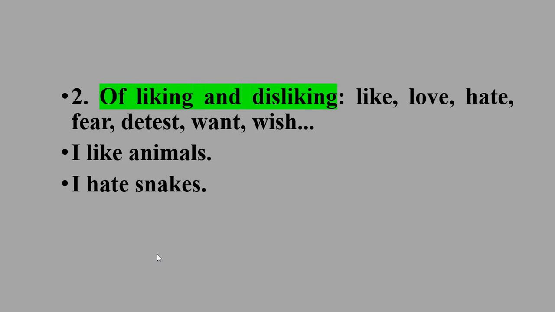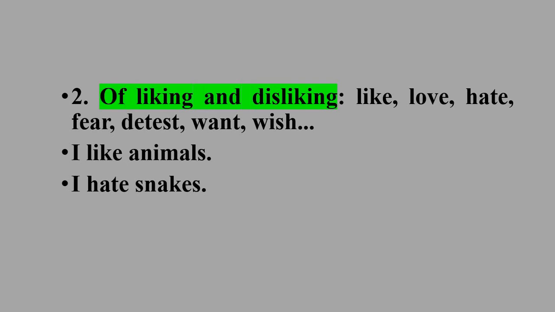We go on with the study of stative verbs, the stative verbs that are not used in the present progressive. The other group of verbs are those verbs which are connected to emotions and feelings. Emotions of liking and disliking, like, for example, like, love, hate, fear, detest, want, wish. All of these verbs are connected to emotions that we have, feelings that we have.